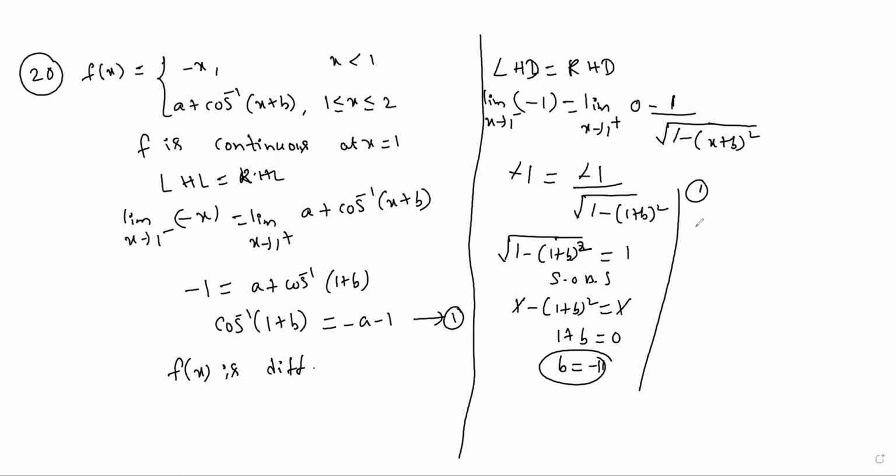After getting b is minus 1, substitute this value in equation number 1. b value is minus 1. Left side cos inverse of (1 minus 1), that is cos inverse of 0, is equal to minus a minus 1. Cos of which angle is 0? Pi by 2 is equal to minus a minus 1. Now I need a by b values. Okay, now I'll interchange both: a is equal to minus 1 minus pi by 2.